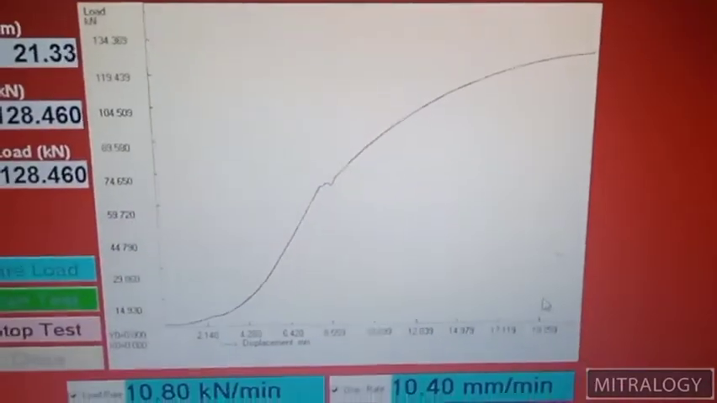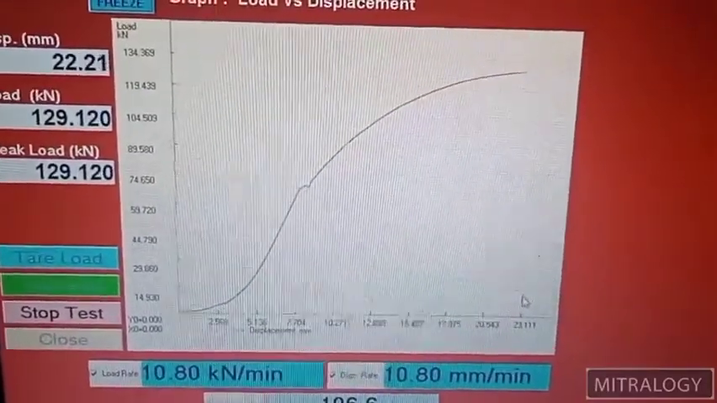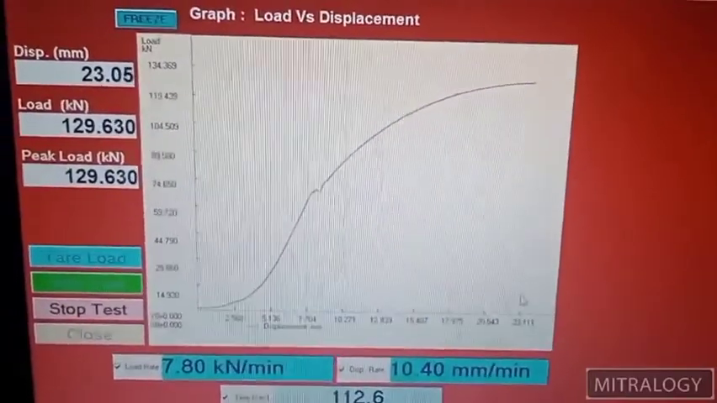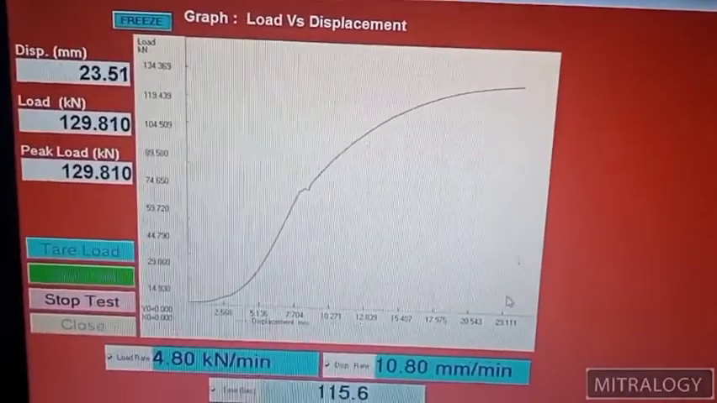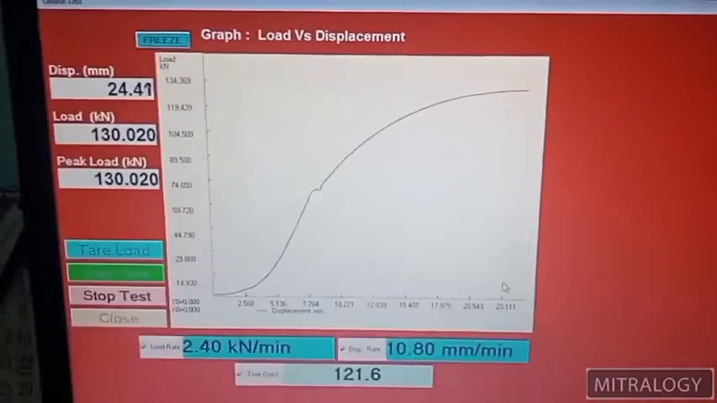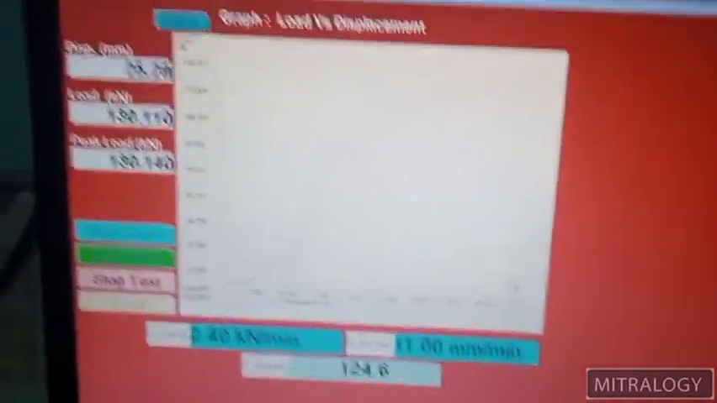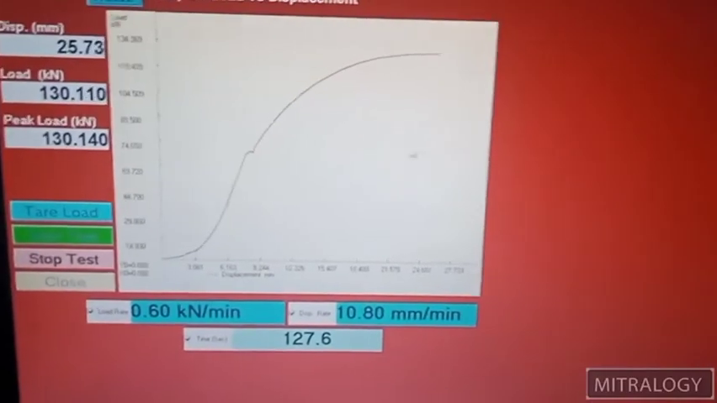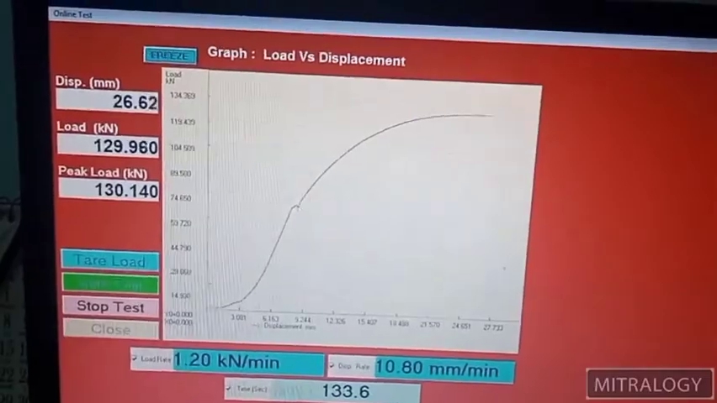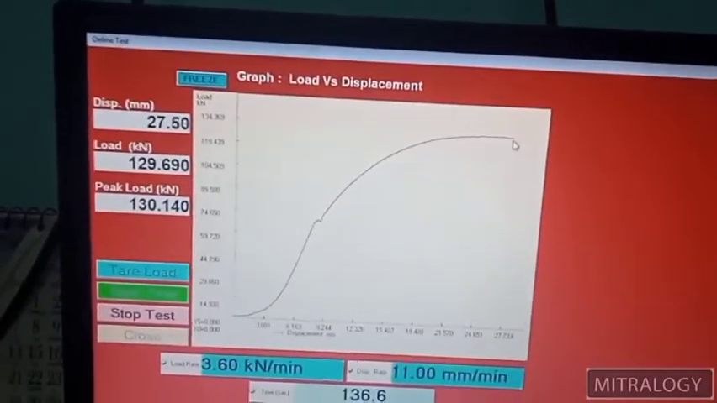You can see the notch here, that is the yield strength at around 59.720, in between 74.650, and the load is still increasing, that is 129.9. So we got the yield here. This is the yield point. Now the load is getting lowered.